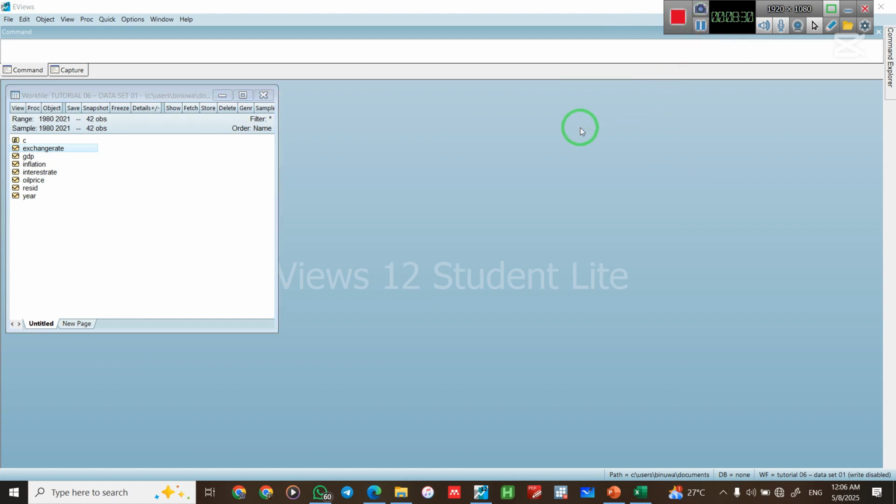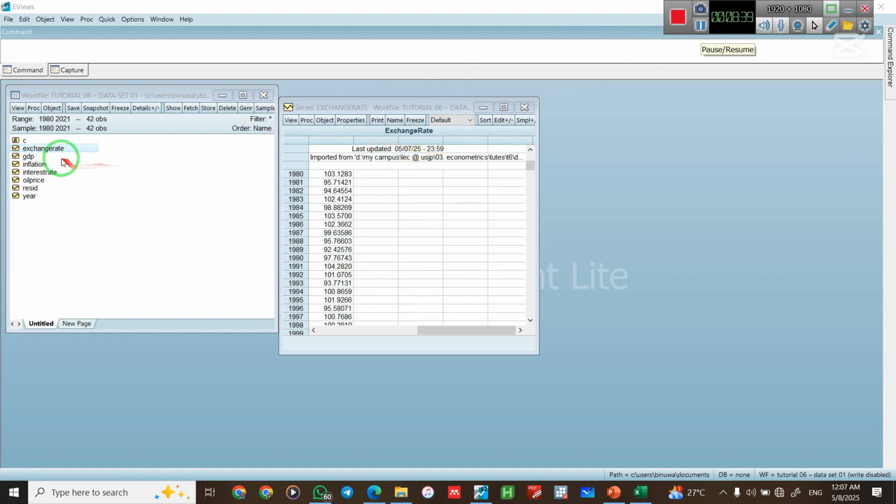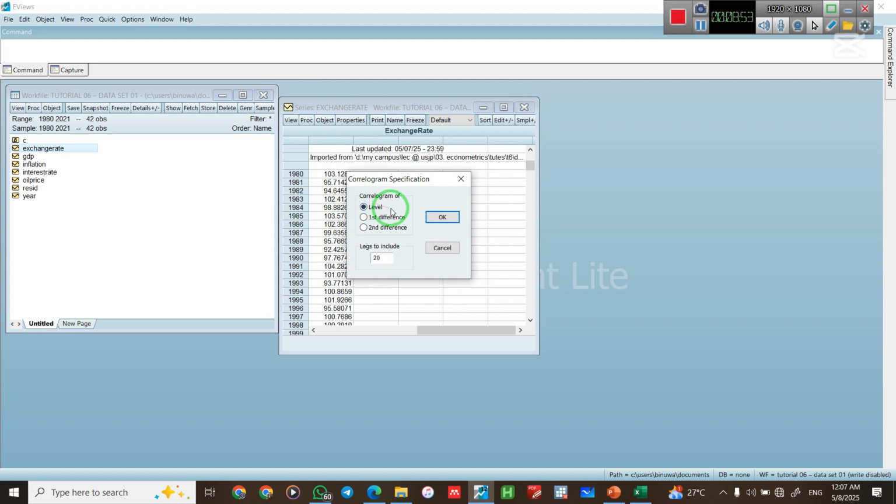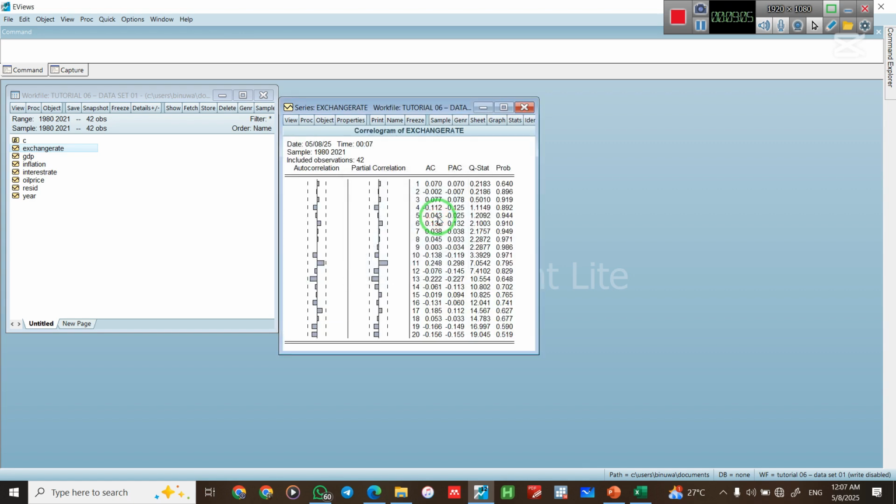To run the autocorrelation function, you can double click on the exchange rate. When you double click the exchange rate, you will come to this spreadsheet of your data set. Then you can go to View, then press Correlogram and select the level data. Since we are not going to take the first difference first, we are going to check stationarity at level data. Because of that, I select Level and then press OK. Here you have the autocorrelation function, right?